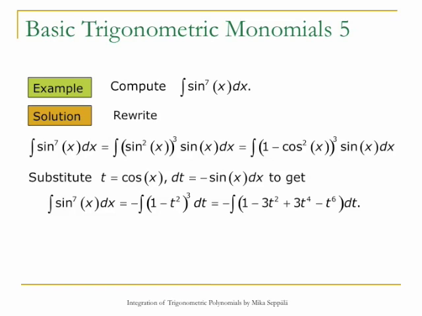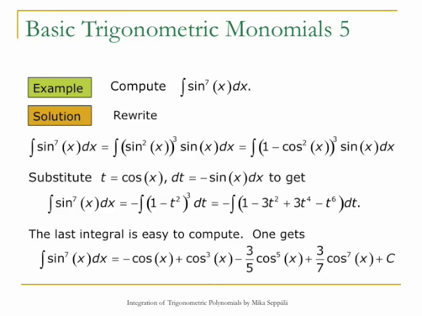Now (1 - t^2)^3 is 1 - 3t^2 + 3t^4 - t^6. So we have rewritten the integral as an integral of a polynomial in t. This integral is easy to compute.